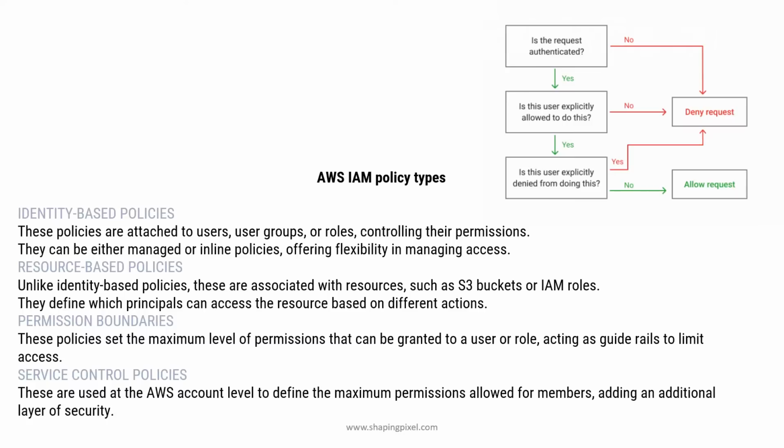Next, we have permissions boundaries. These policies set the maximum level of permissions that can be granted to a user or role, acting as guardrails to limit access. Lastly, we will discuss service control policies. These are used at the AWS account level to define the maximum permissions allowed for members, adding an additional layer of security. So understanding these policy types is crucial for effective IAM management.